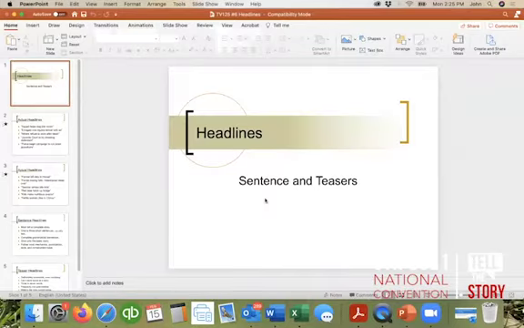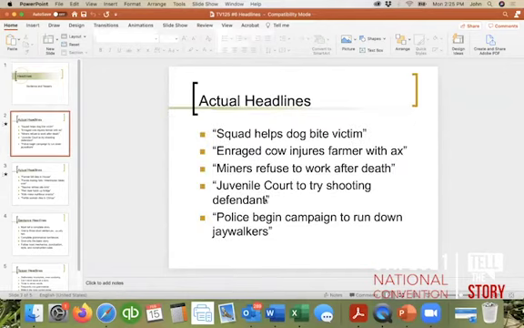Now we're getting into a little bit more of story construction, and this is quick things: headlines, sentences, teasers. These are actual headlines, so beware of what you write and how they may sound, because they might look good in print or in copy. Squad helps dog bite victim. So the squad helps the dog bite the victim, or did it help a dog bite victim? See how that can be confusing. Enraged cow injures farmer with axe.